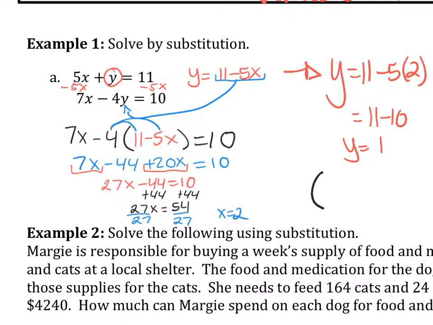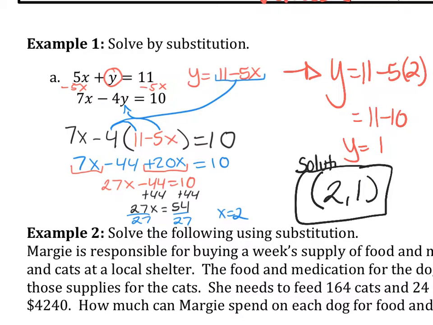So then our solution will be the point (2, 1). Again, make sure you're writing your answer as a point with an x and a y value.